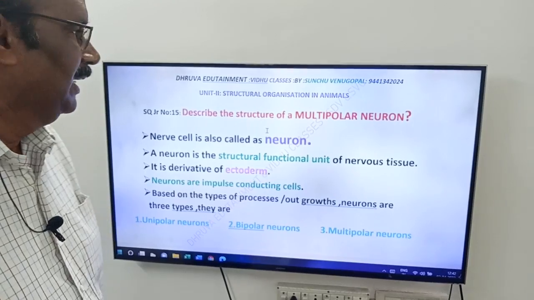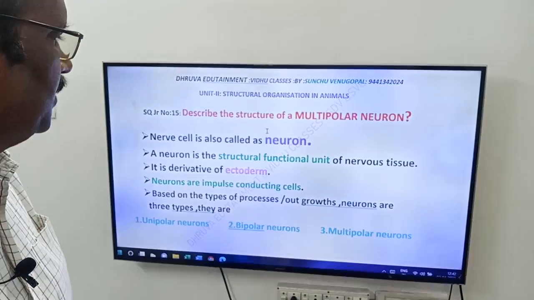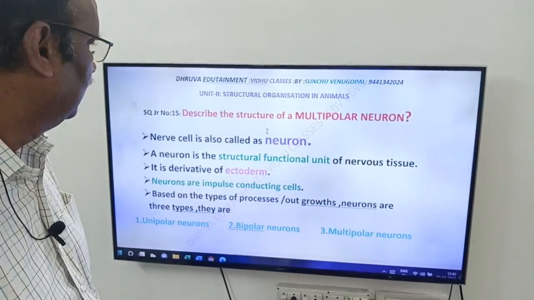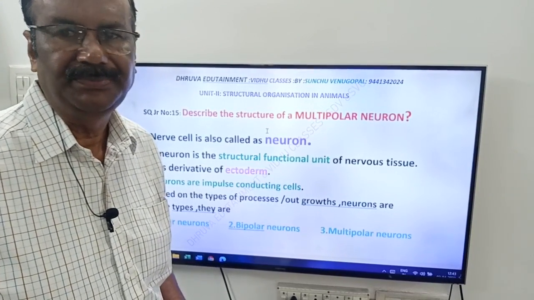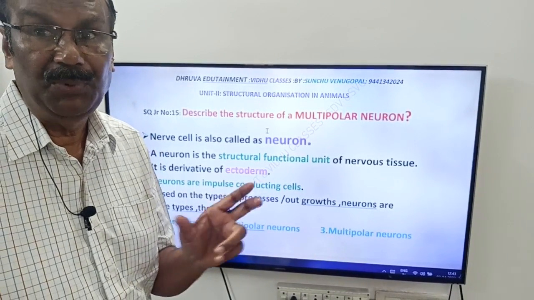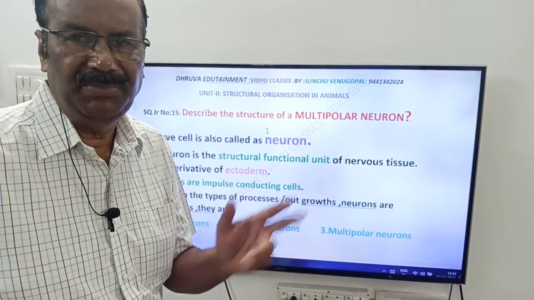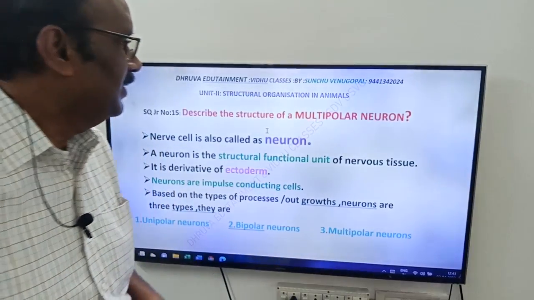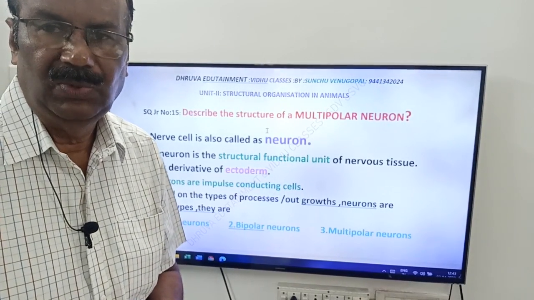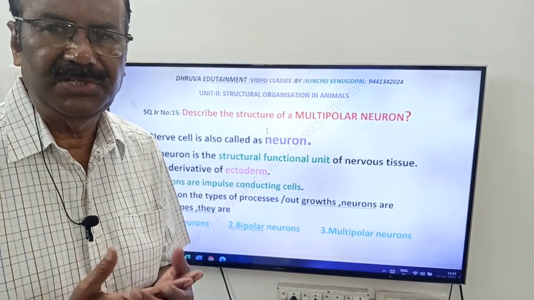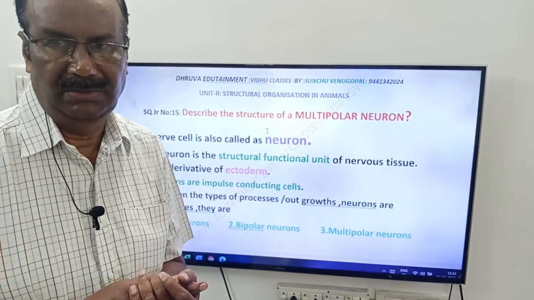Friends, this is a 4 marks question. What is that? Describe the structure of multipolar neuron. This question is from Unit 2, structural organization in animals. Describe the structure of multipolar neuron.